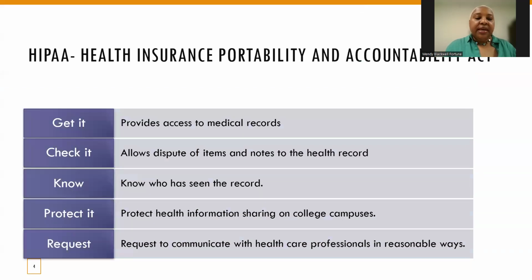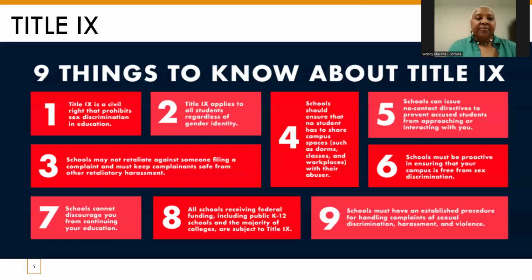The next law is HIPAA, the Health Insurance Portability and Accountability Act. An easy way to know what this act does is these 5 things. You can get information, you can check your health information, you can know who has access to your health information record. This law provides a safeguard to protect it, and it allows a request for reasonable changes in how you communicate using your medical record.